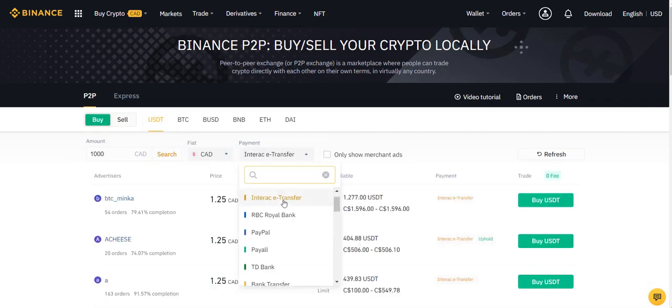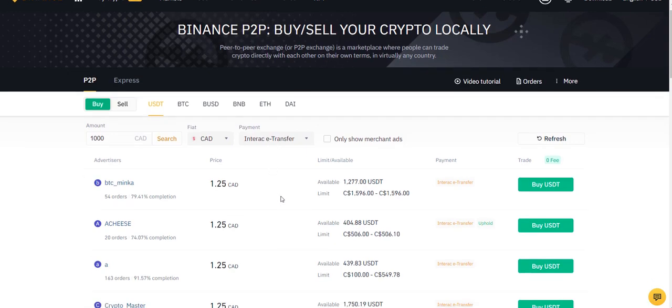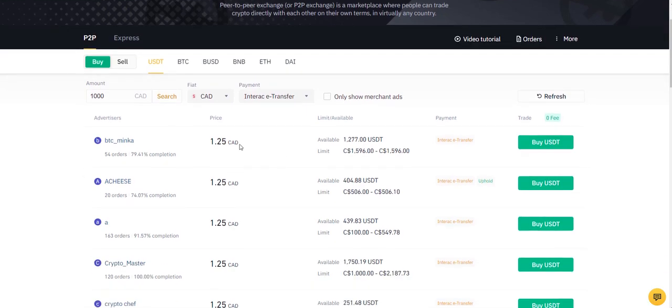But again, this here goes with your country currency. So when you're going to select your country currency, whatever is available for you to use is going to be here. So in my case, as I said, I was using e-transfer. So here, for one USDT, I would need to pay $1.25 in this case.